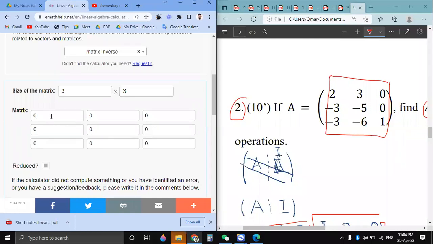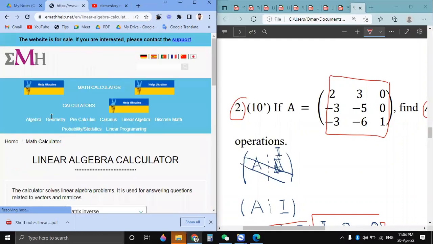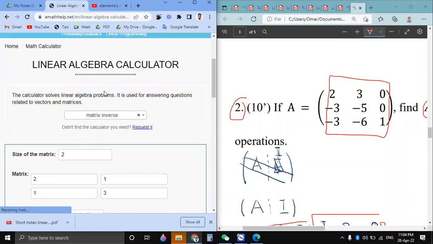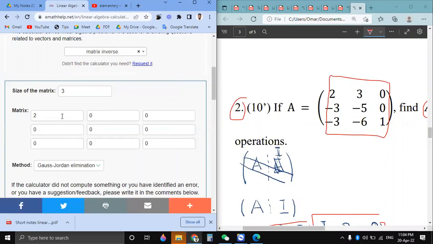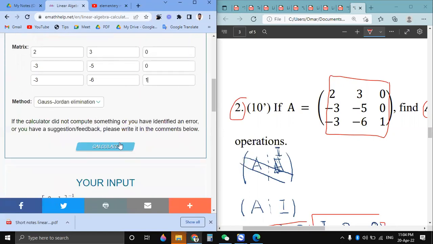So we just write down our matrix here. It will be a 3 by 3 matrix. The first entry here is 2, then 3, and then 0, and -3, -5, 0, and then -3, -6, and 1. So the matrix is 2, 3, 0, -3, -5, 0, -3, -6, 1.